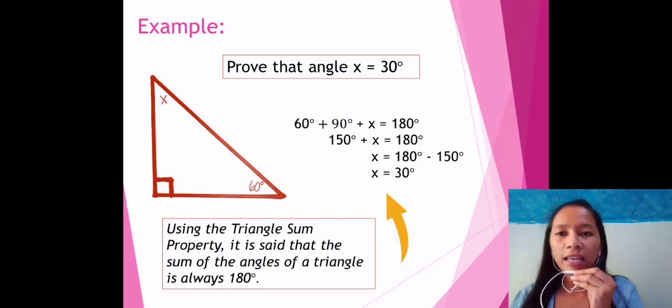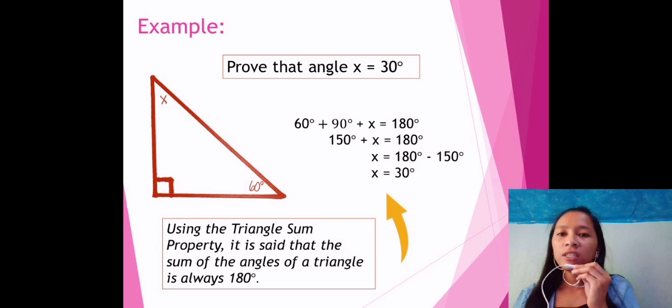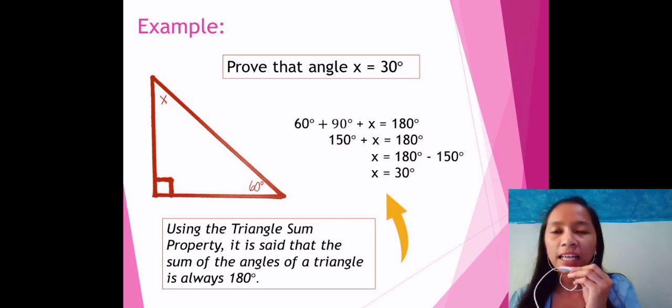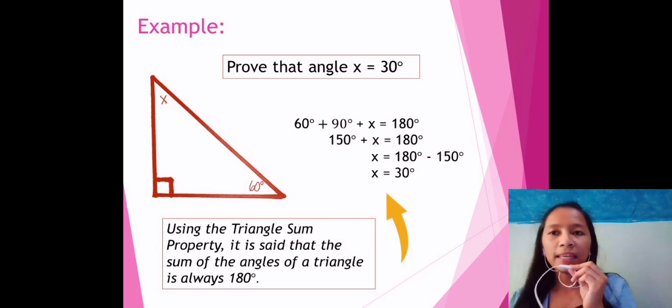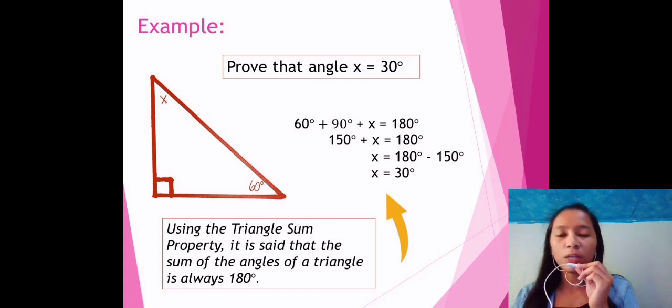Para matira yung x sa left side, ililipat natin yung 150. So magiging 180 minus 150 degrees. So, ang x natin ay magiging 30 degrees. So, dito, na-prove natin na yung x, which is yung hinahanap natin, ay talagang 30 degrees. Dito, na-prove natin na tama na yung angle x is equals to 30 degrees based doon sa triangle sum property.